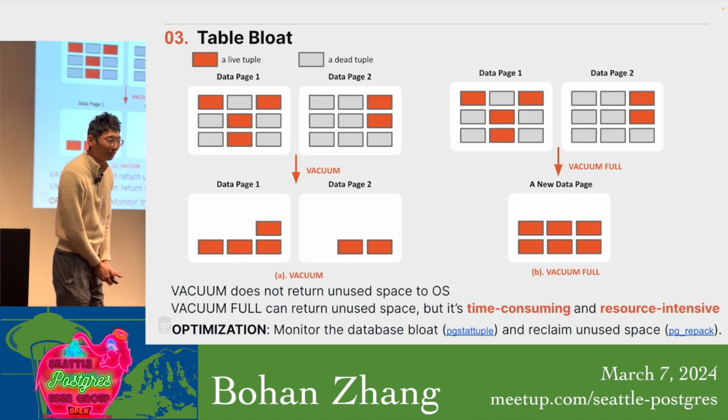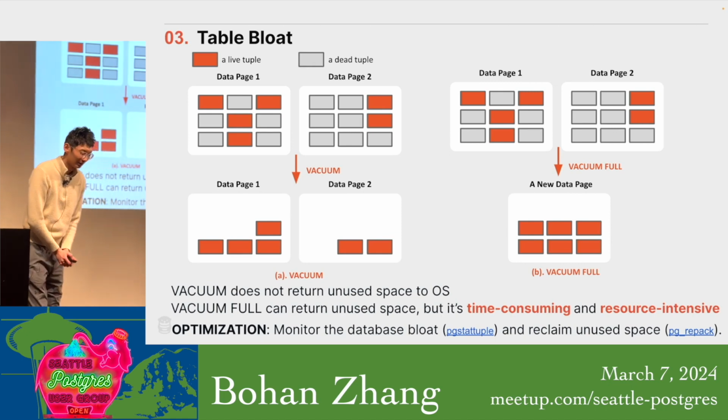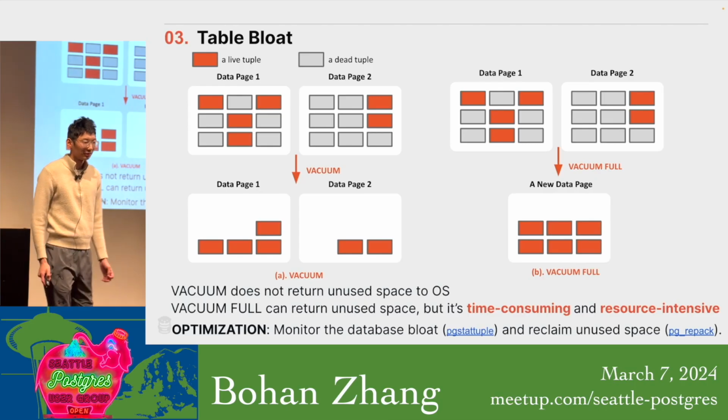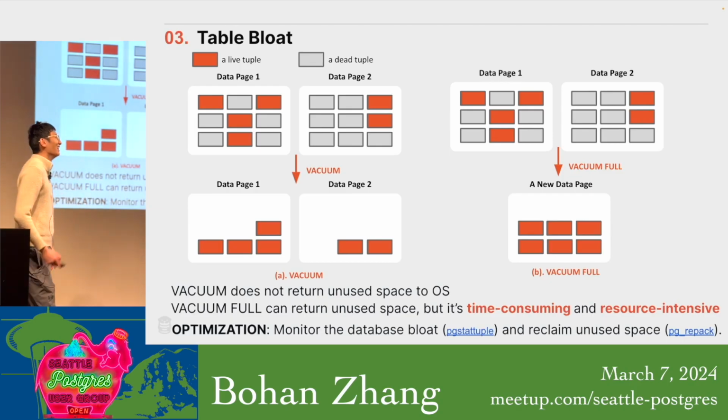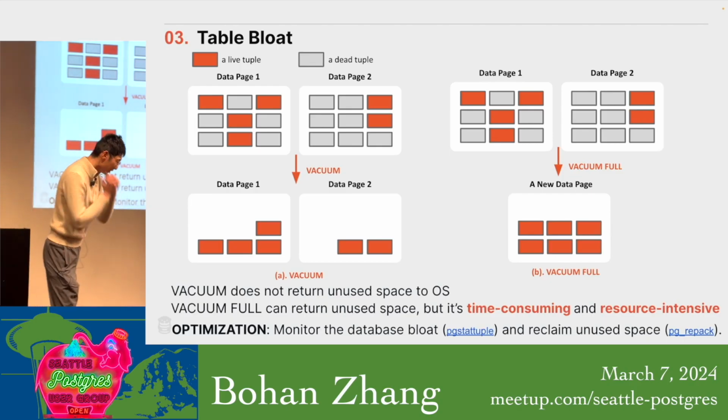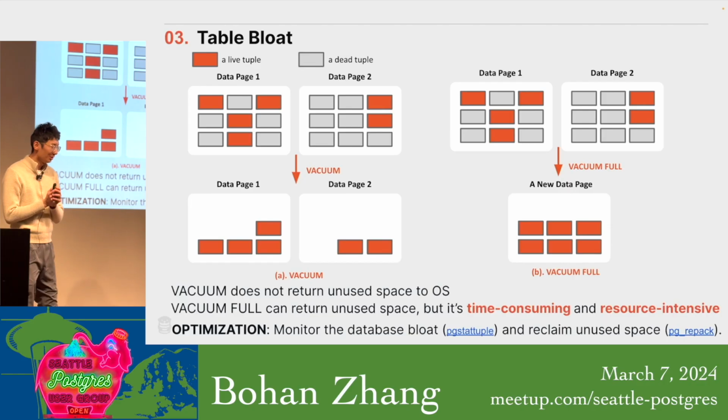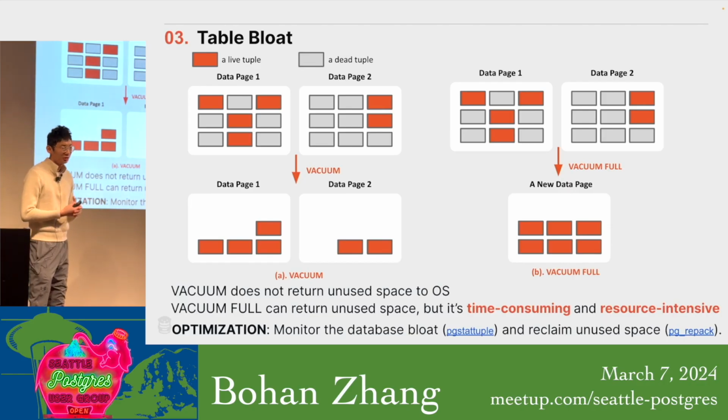A question about OtterTune. When you detect that you want to change a parameter for some reason, is it only limited to dynamic parameters or to static parameters? Yeah, that's a good question. The question is whether OtterTune only changes the dynamic knobs, or does it also change the static knobs?